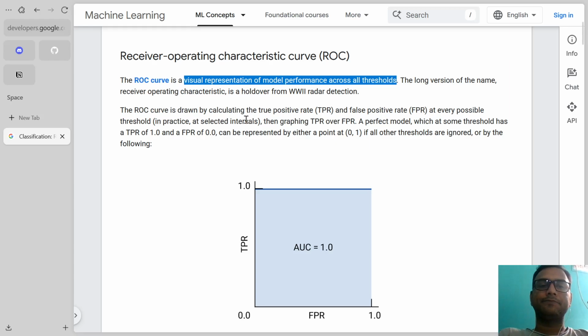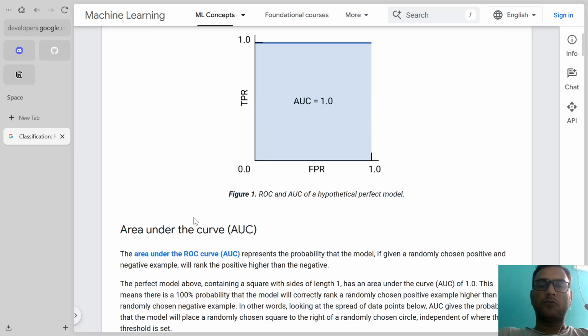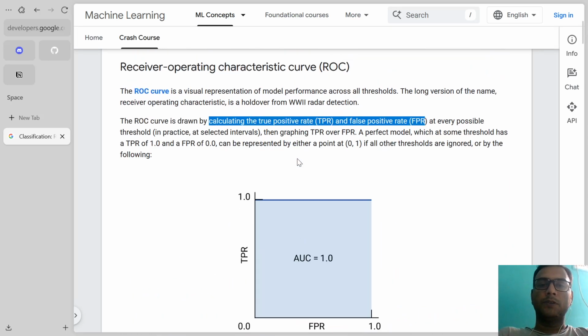So how it is drawn is by calculating the TPR, true positive rate, and FPR, false positive rate, across all possible thresholds, but in reality at selected intervals. Then graphing TPR over FPR. So this is TPR from 0 to 1, FPR from 0 to 1, and this is AUC, area under the curve, 1.